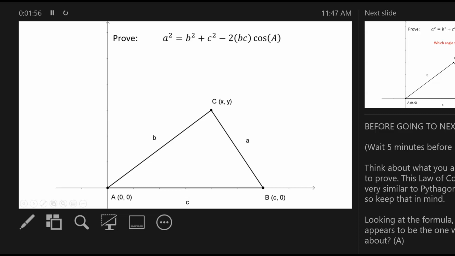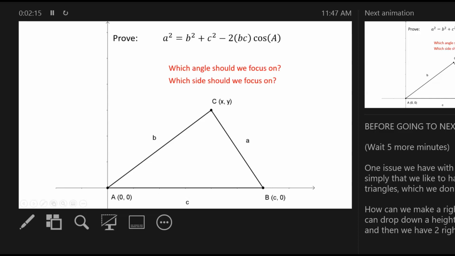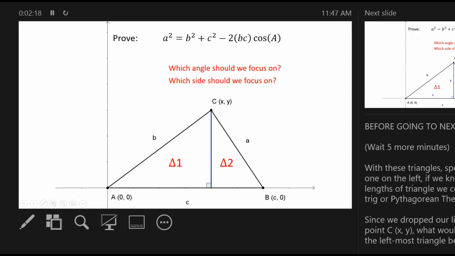So definitely don't want to draw my altitude here. Drawing either from C down or from B over, either one of those would be okay. But seems most convenient to do this. Everybody okay with that plan? Okay. So we'll do that, and we've made two triangles.